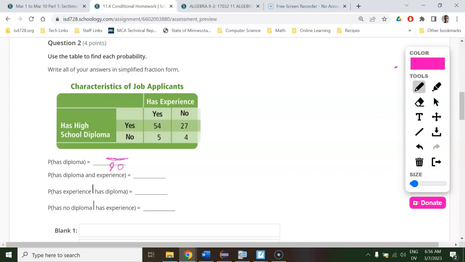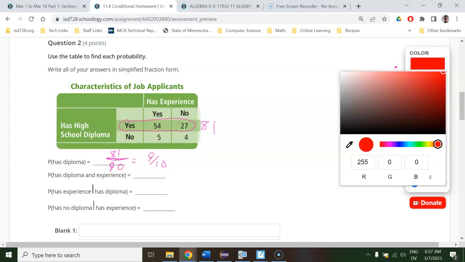And then out of those 90, how many have a diploma? Well, has high school diploma is yes, so these people have a diploma. If you add those up, it's 81. So if you draw one at random, the chance they have a diploma is 81 out of 90. 81 of the 90 people have a diploma. If you clean that up, I think it's 9/10.